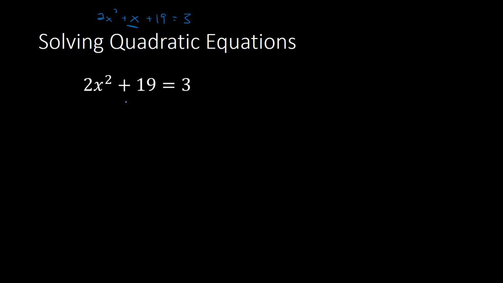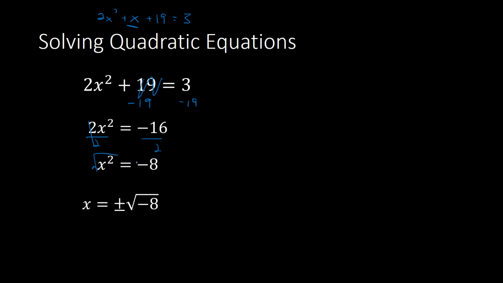So what I can do is I can solve this for x by subtracting 19 over, which gives me 2x squared equals negative 16. And then divide both sides by 2, where now I have x squared equals negative 8. And then now that the x squared term is by itself, all I need to do is get rid of the squared by taking the square root. So I take the square root of both sides. I now have x equals a positive or negative square root of negative 8. So I've solved it, and now I just need to simplify using my imaginary numbers.